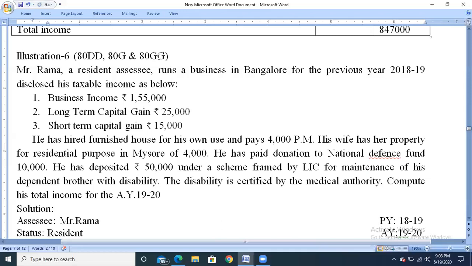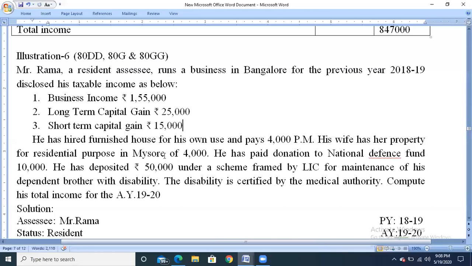So the conditions of 80GG say that whenever the assessee wants to claim the deduction under section 80GG, he needs to pay the rent amount. And wherever he is staying, he should not hold a house property, either in the assessee's name or the wife's or the son's or daughter's name. And he should not get house rent allowance. Here they have not given information regarding house rent allowance, but they have told that his wife has her property for residential purpose in Mysore for rupees 4,000 per month.